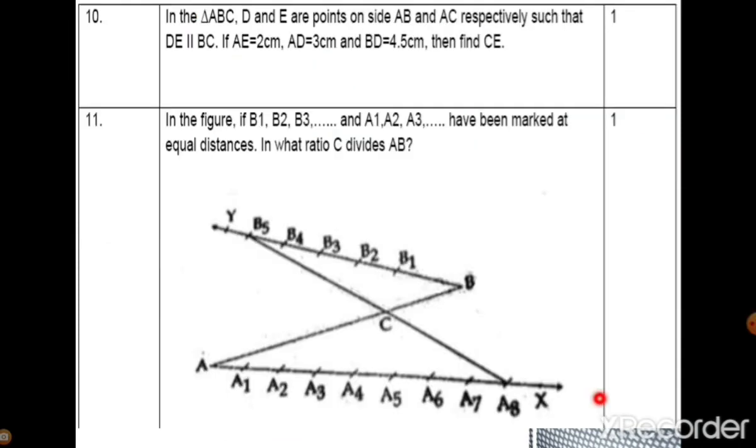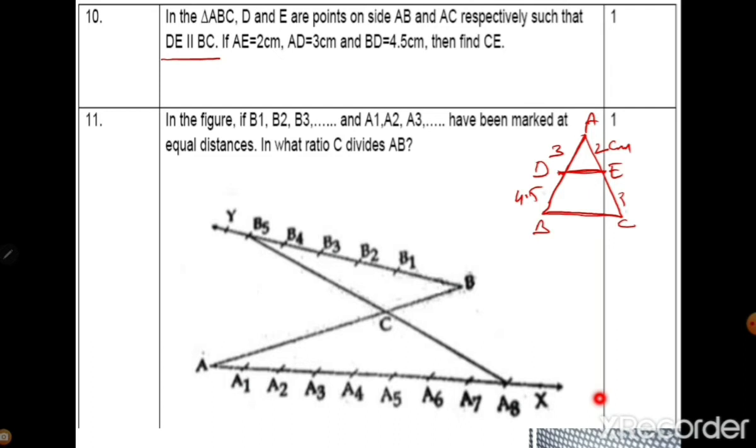In triangle ABC, D and E are the points on side AB and AC respectively, such that DE is parallel to BC. So we'll make here one triangle. This is your triangle ABC. D and E are the points on side AB and AC such that DE is parallel to BC. If AE is 2 centimeter, and AD is 3 centimeter, and BD is 4.5 centimeter, then find CE. This side you have to find.